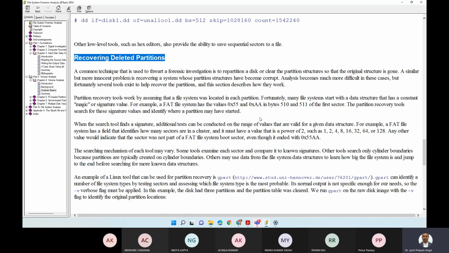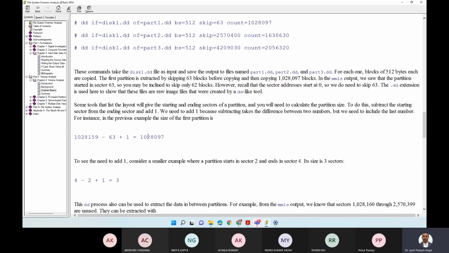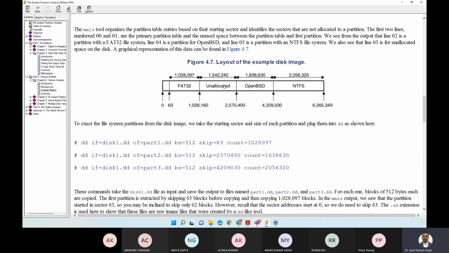Exactly what happens. In one case, we had a file system, we had a partition, and then we can read the partition by using the MMLS tool. In some cases, if the partition is deleted by any means, the partition is corrupted due to failure of some portions of the disk or some malware, and hence it becomes unreadable, or the user himself has deleted it so that he or she may not be caught. So there are partition recovery tools, and that works by assuming that a file system was located in each partition. So the first assumption of that partition recovery tool is that in every such partition, there was a file system. So we assume that here also we have a file system, here also we have a file system.